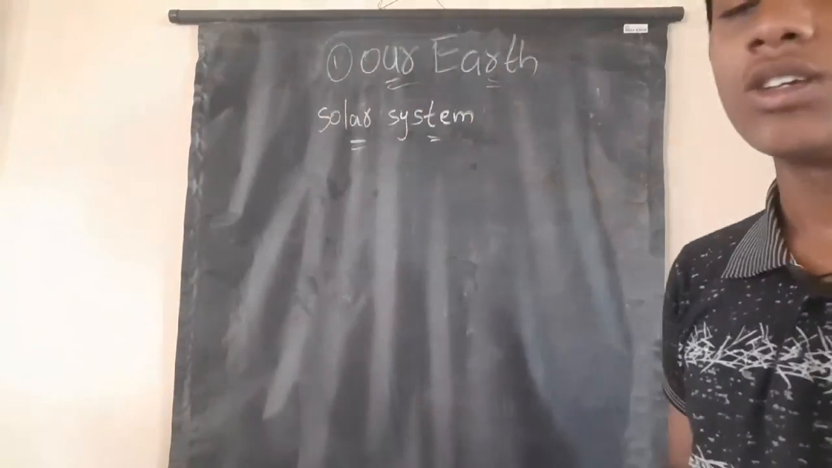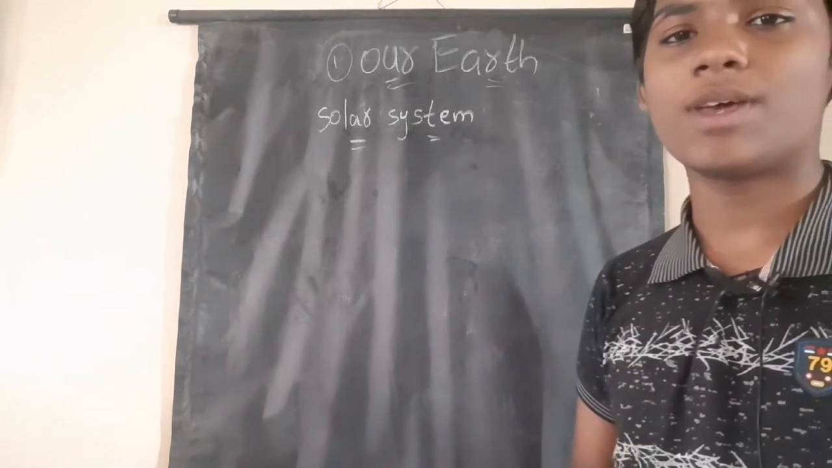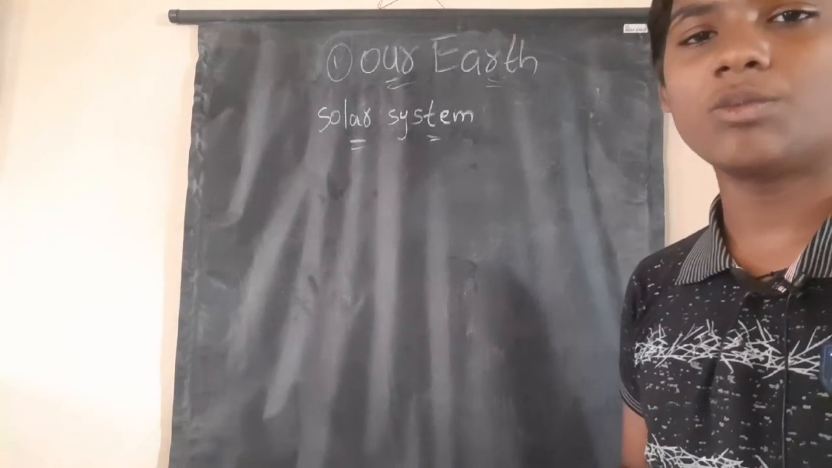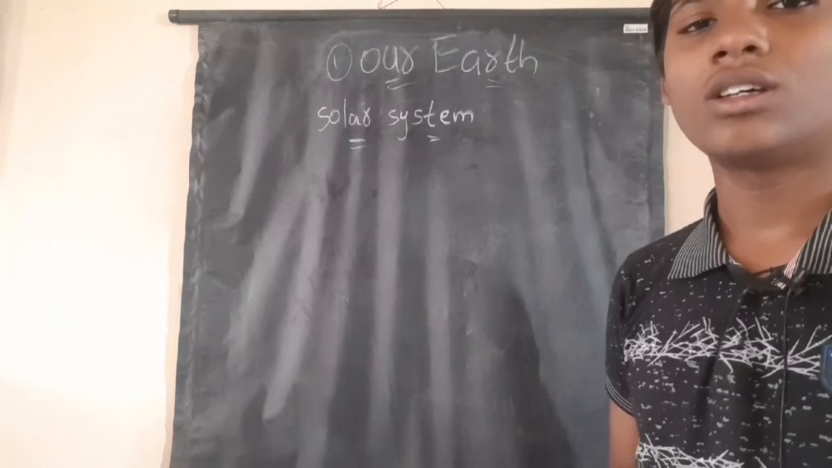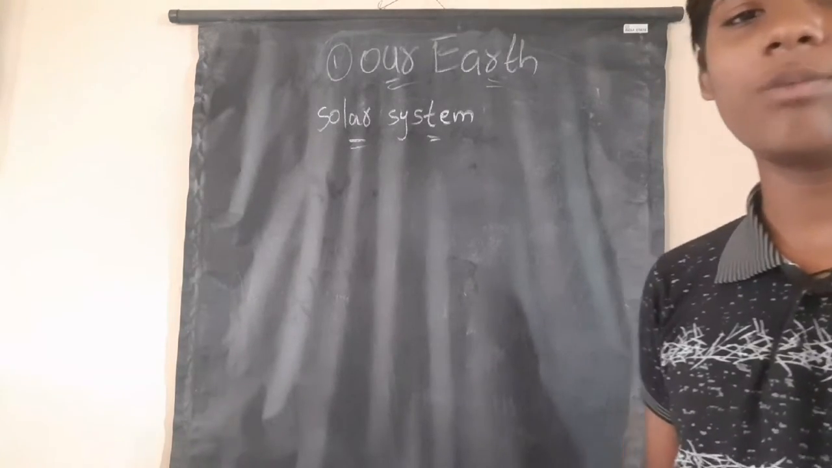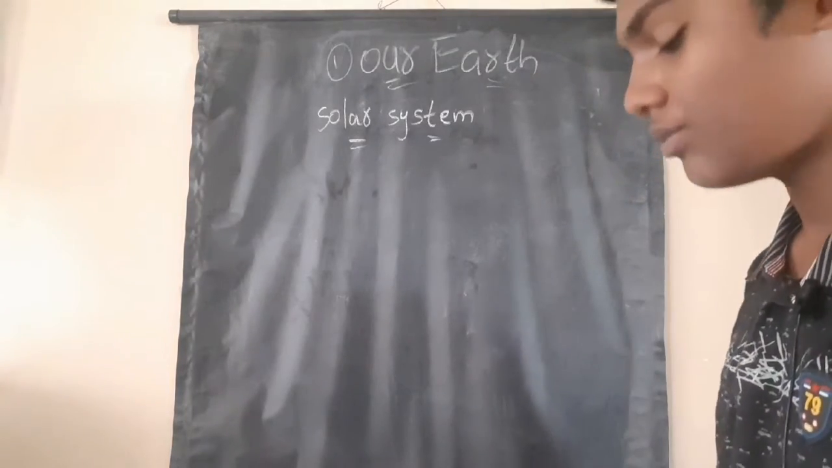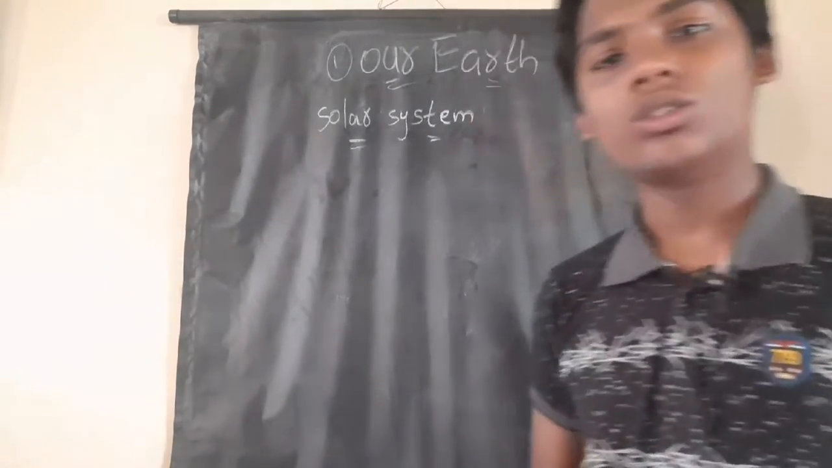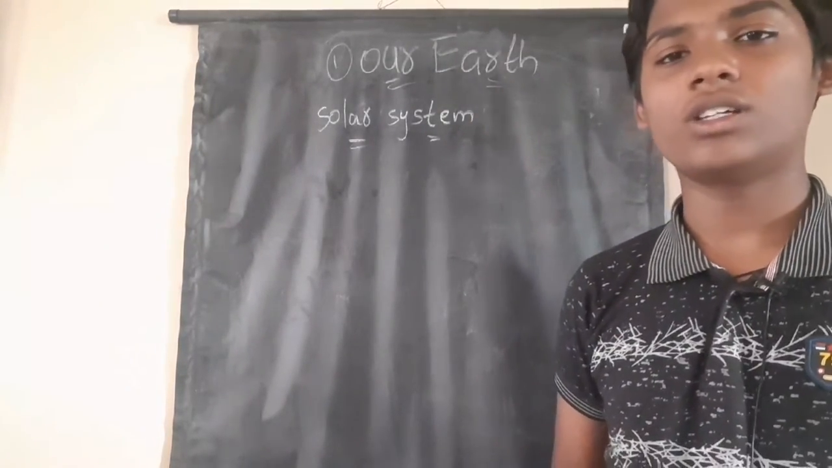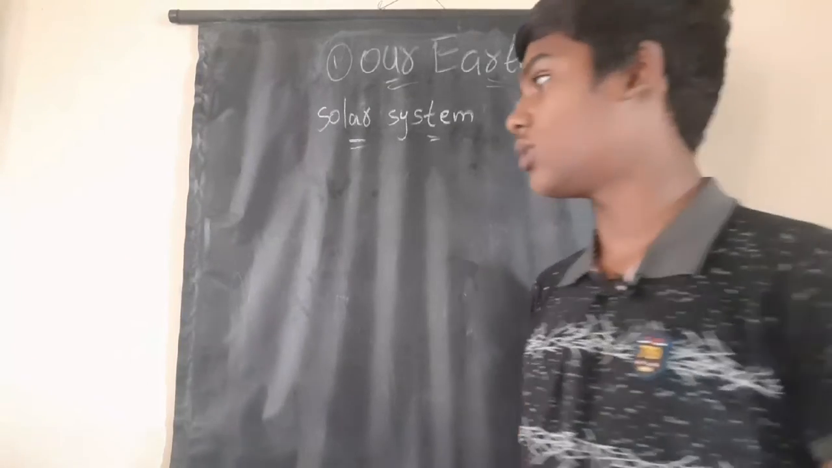Solar system. We know the solar system is present in space, and the solar system consists of the sun and other planets. The group of the sun and other planets is called the solar system. Now, how the planets formed in the solar system, we discuss now.